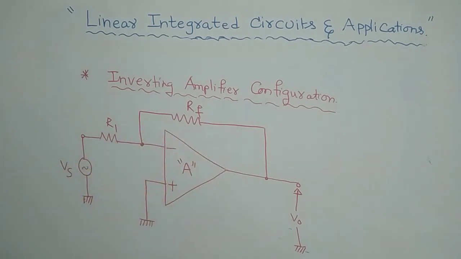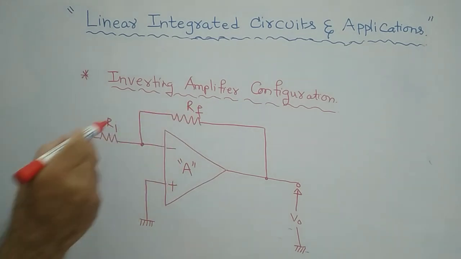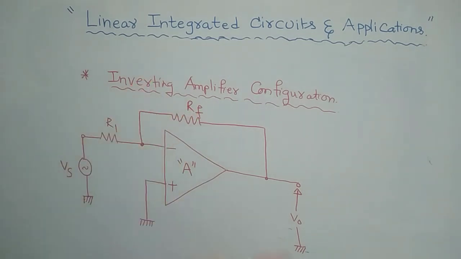Always remember, a very important point I am telling you: the operational amplifier will never be used alone in an electronic circuit. It requires some extra components, some passive components. Along with certain passive components, the operational amplifier will be used. For example, in this particular configuration I am using two resistors, one is R1 as well as RF.